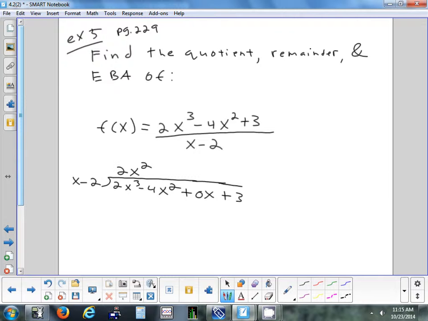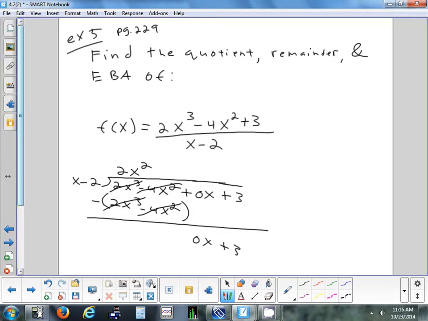This part is what we did a couple weeks ago, so this is old news. So 2x cubed minus 4x squared. Subtract. 2x cubed minus 2x cubed is gone. Negative 4x squared minus negative 4x squared, that's gone. Now I bring down 0x plus 3. That's the only thing that's left. But we're basically done because x doesn't divide into 3.